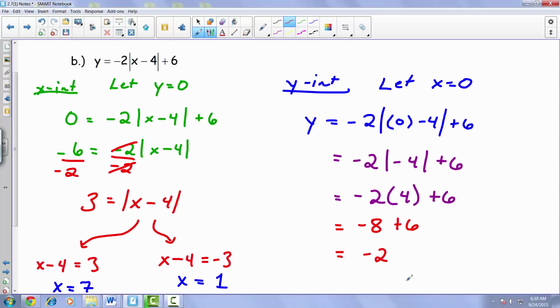So this y-intercept then is happening at 0 for x, because again, that's what we threw in there for x, comma negative 2. So again, that is example 3b from our 2.7 number 1 set of notes.